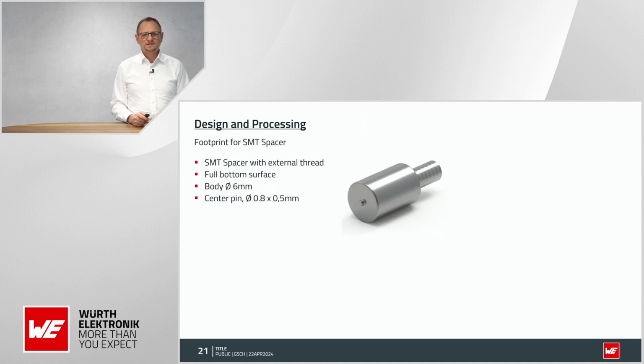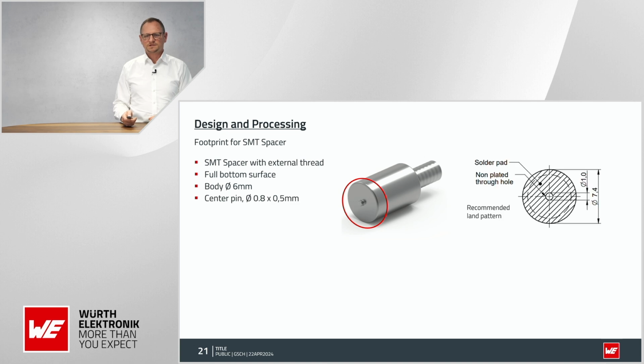Next point would be about design and processing, and this is one of the most interesting points here at all. The footprint of the spacer is important to know. How shall I do that? Here you can see the spacer with the external thread, as I just showed it, and it means that you have the full bottom surface, which is the solder area. This body has a 6 millimeter diameter and this little center pin, as you can see here. And the center pin is exactly for what it's said.